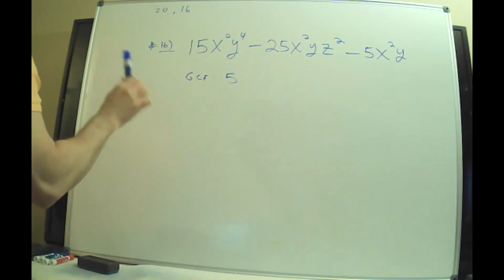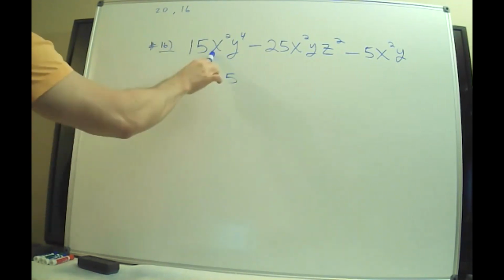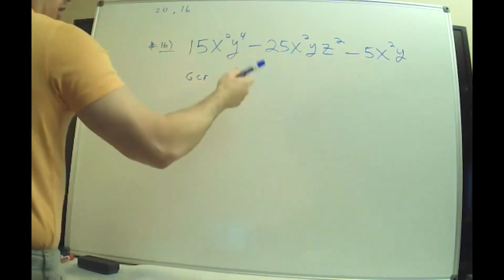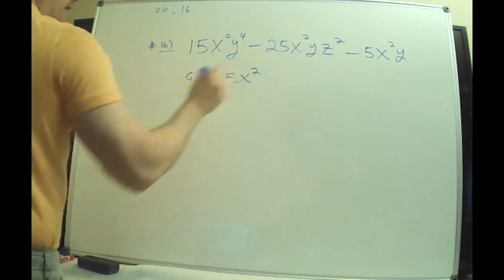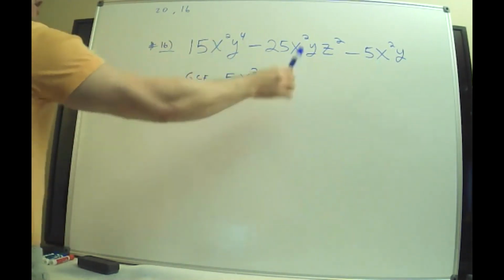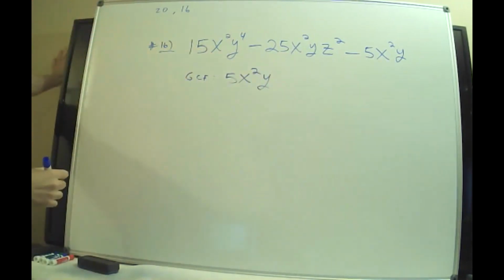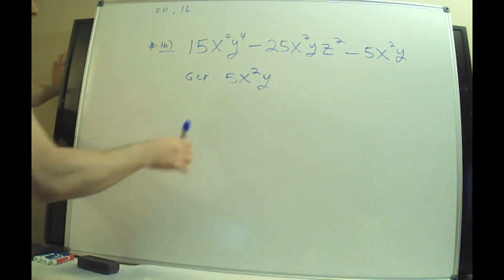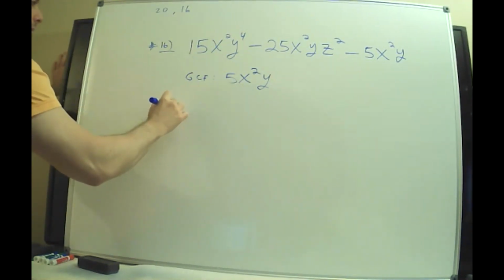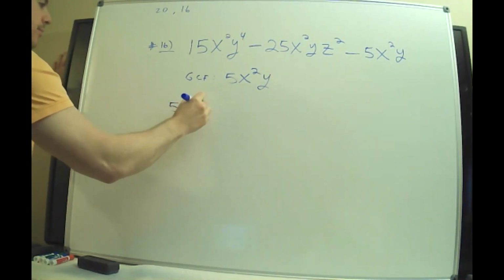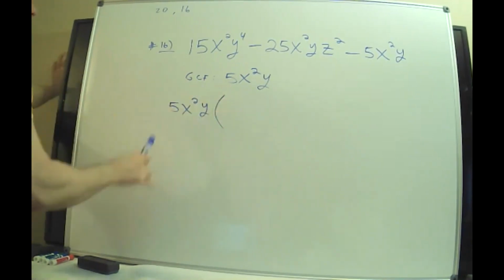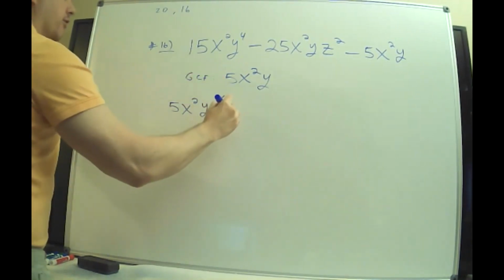Now, take the letters they have in common. X squared, X squared, X squared. I didn't even have a choice there. All right, Y4, Y1, Y1. So you take Y1, right? You take the smallest one that you see. Now, put this in the front and divide it away.